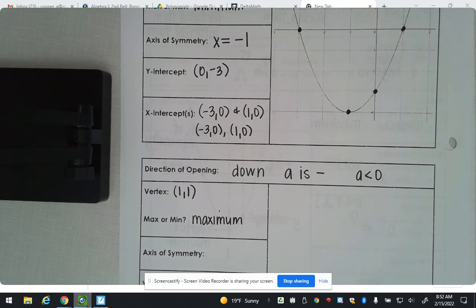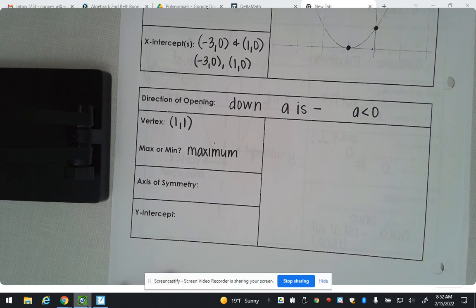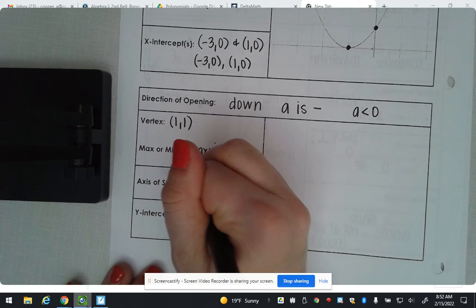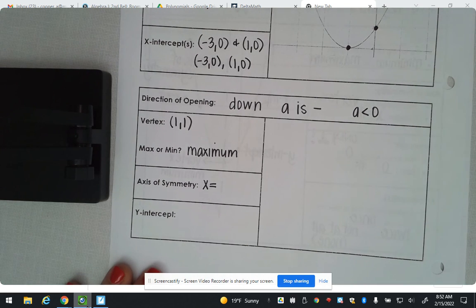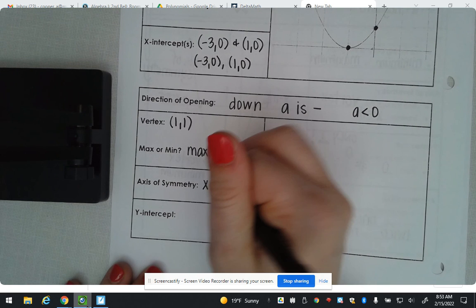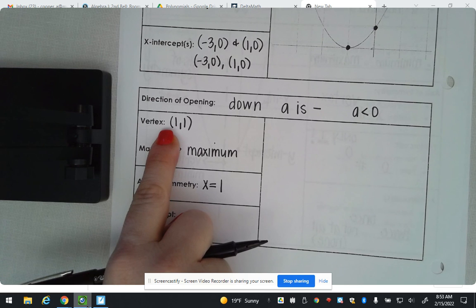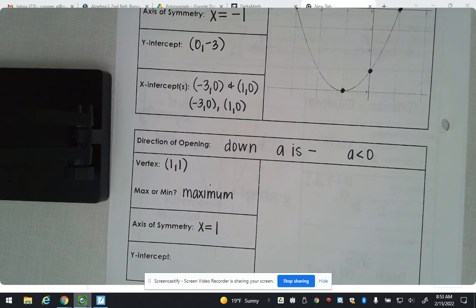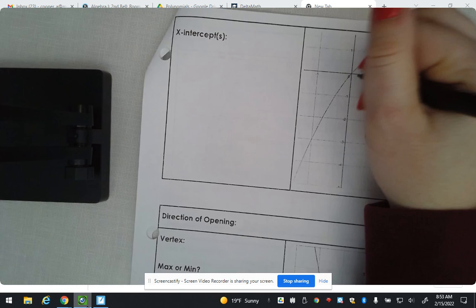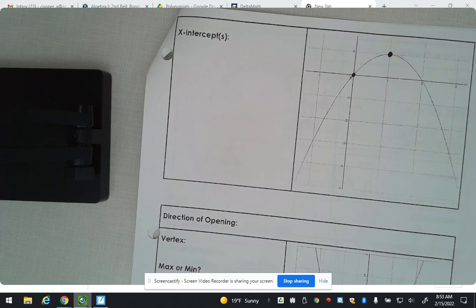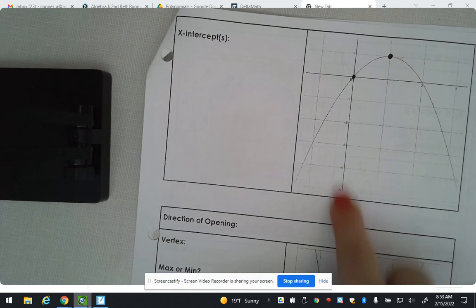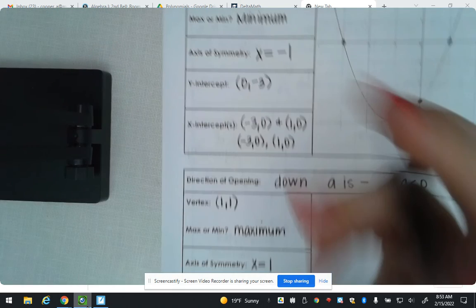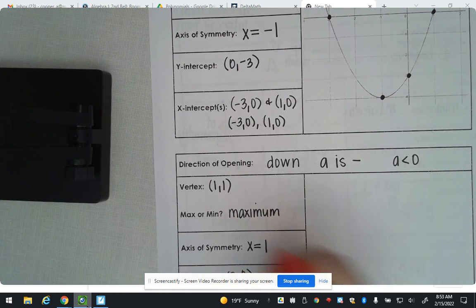1, 1. Axis of symmetry. Start out by writing what every single time? X equals 1. Always your x coordinate of your vertex. X equals 1. Okay? Y-intercept. It's 0, 0. Yeah, it crosses the y-axis right there, so it's at 0, 0. Okay?